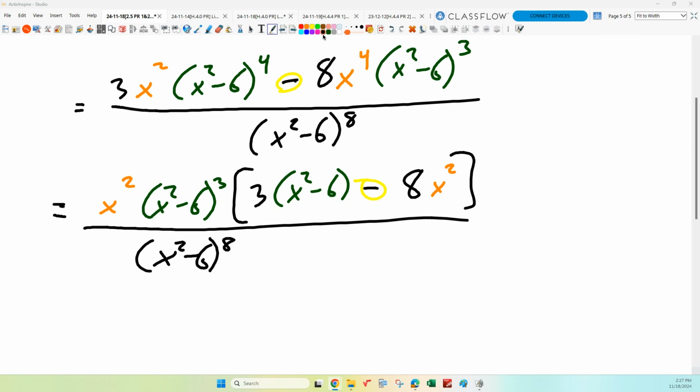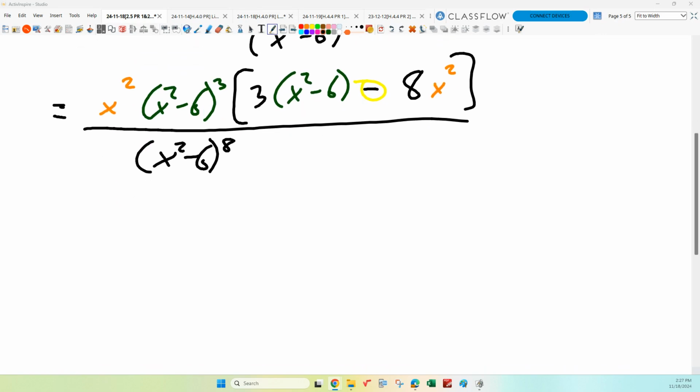And what happens? Yeah, you get a bunch of cancellation. We can cancel 3 of those, leaving 5, product of 5 on the bottom, right? So then we end up with x squared times x squared minus 6 times all that stuff. Now what happens if I distribute the 3 and collect like terms?